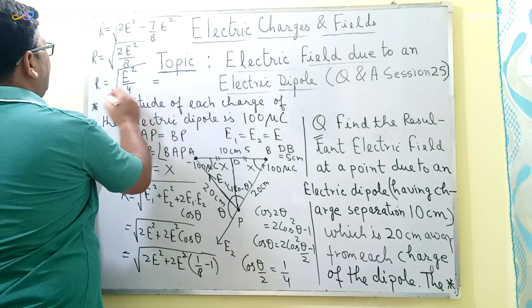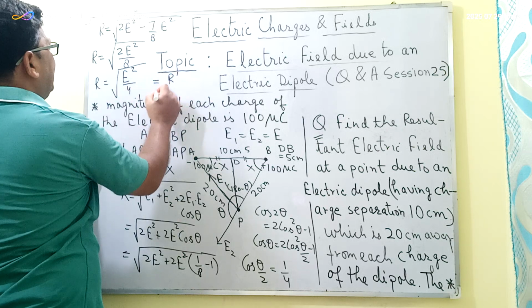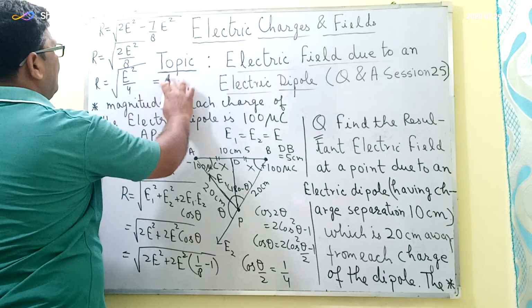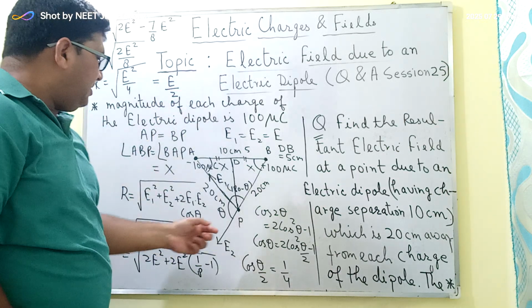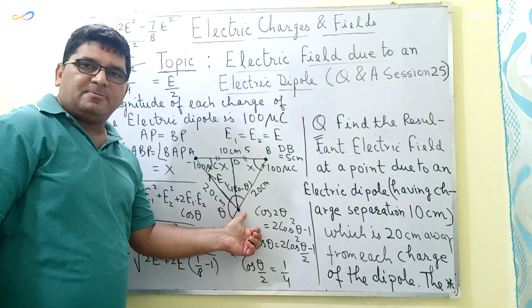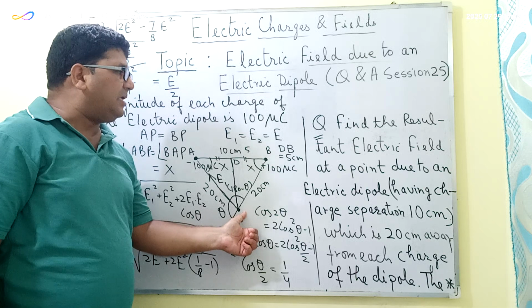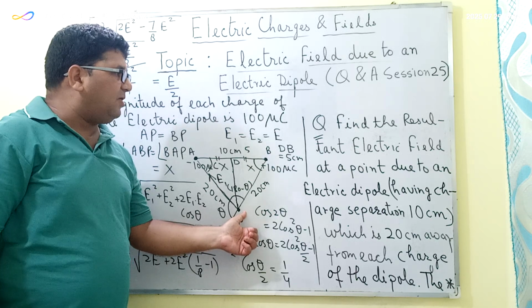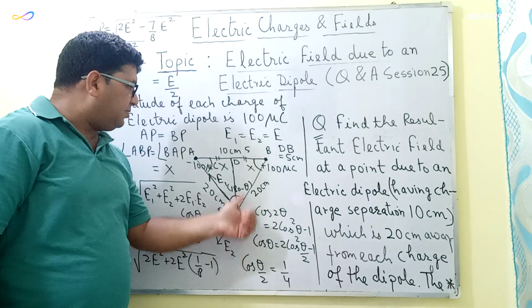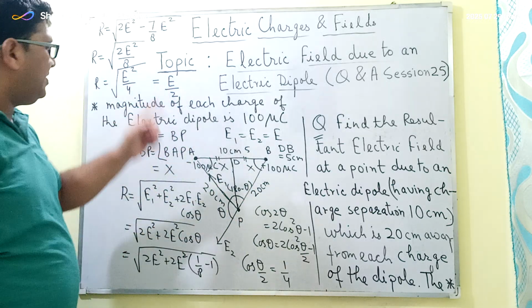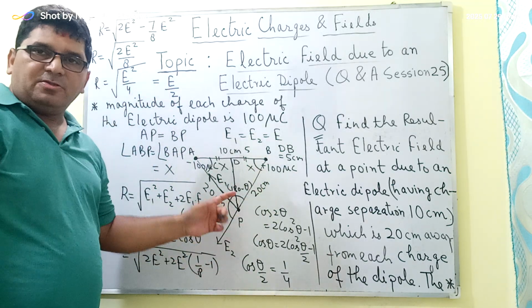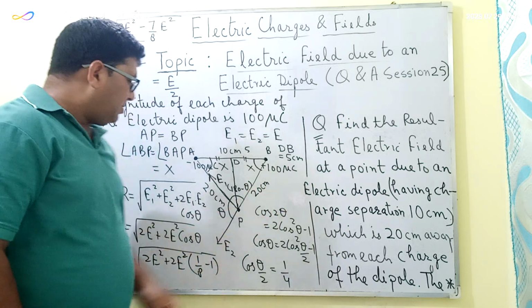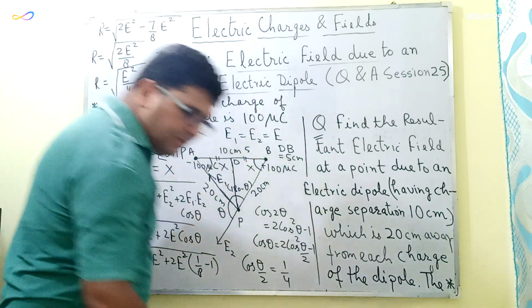Or we can simply say that the resultant R is equal to E upon 2. So the resultant value of the intensity of electrical field at this point P due to these two charges will be equal to E by 2, where E is the intensity of electrical field due to the individual charges. So simply I have to now find the value of E.